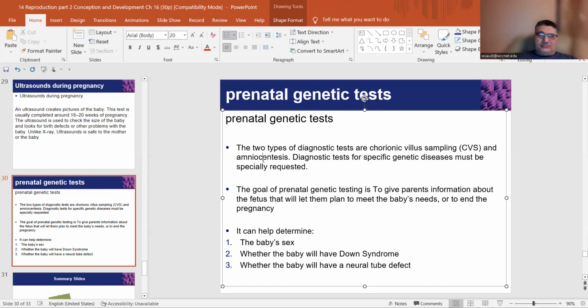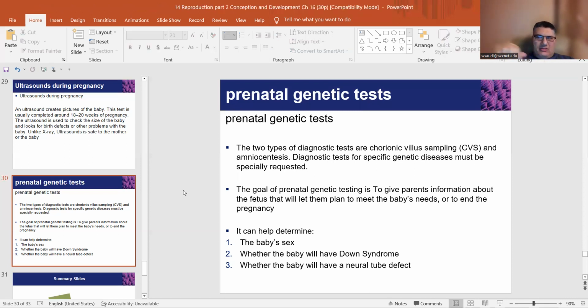So, what are the chances of having sickle cell disease? What are the chances of this? So they usually are not done routinely, only upon request, and more likely if the genetic analysis says there is a chance for something. And we did, if you remember, the Punnett square and the pedigree and all that stuff.